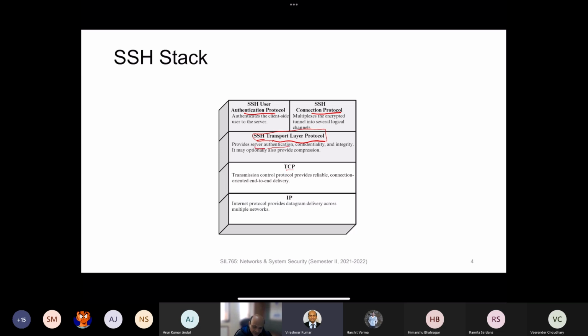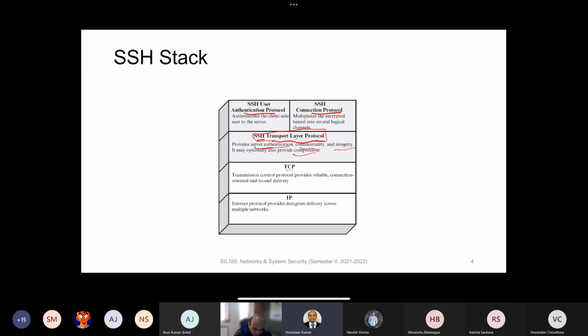So authentication, so server authentication. When the client is accessing a server, the server is authenticating to the client of its identity. So server authentication, and then confidentiality using encryption, and then integrity of the messages. And it can also provide compression, that is just optional.